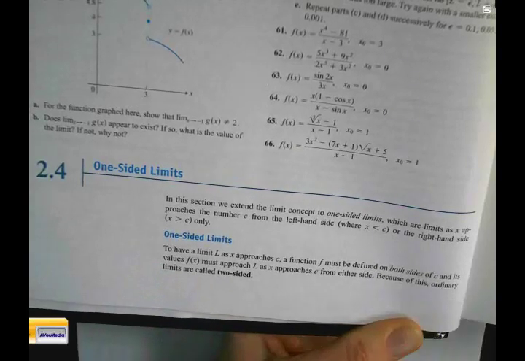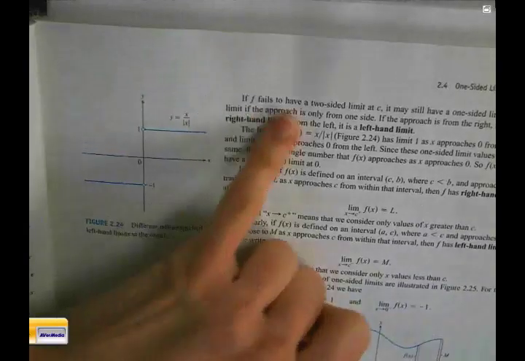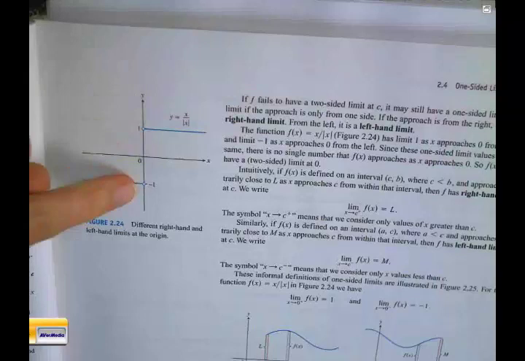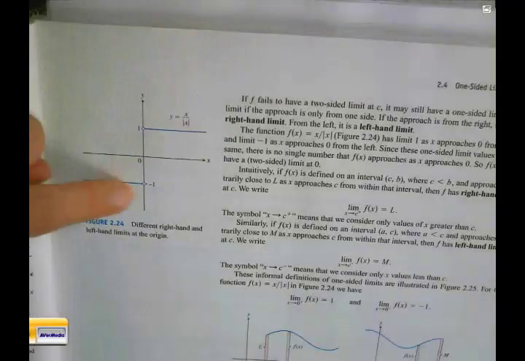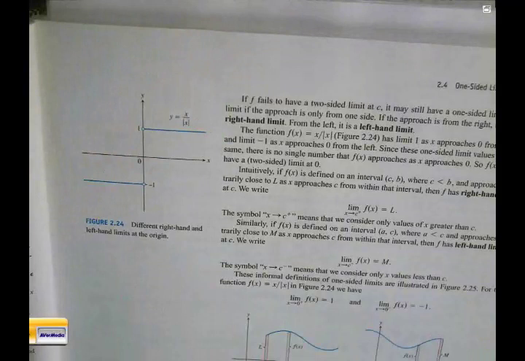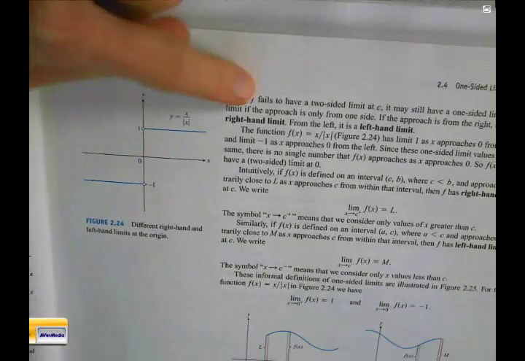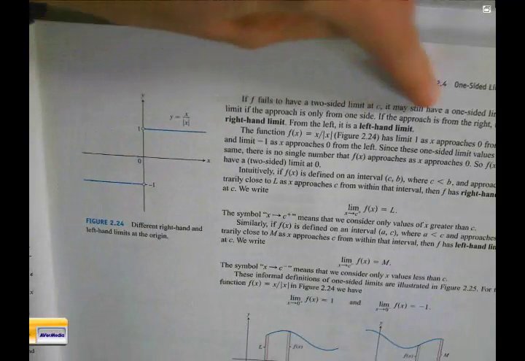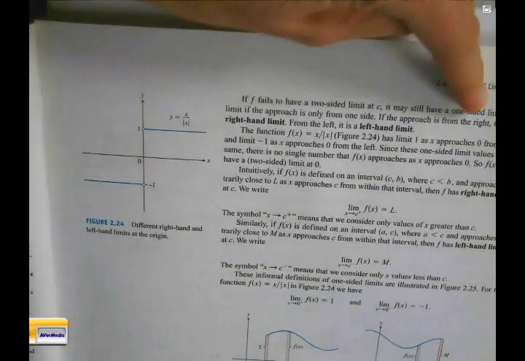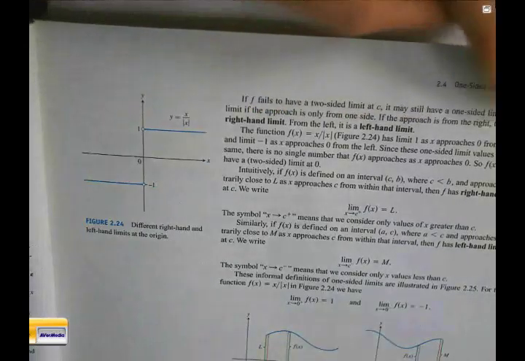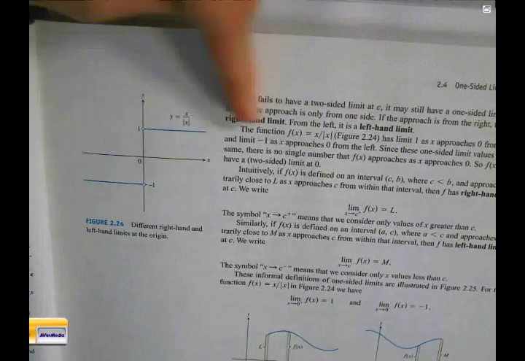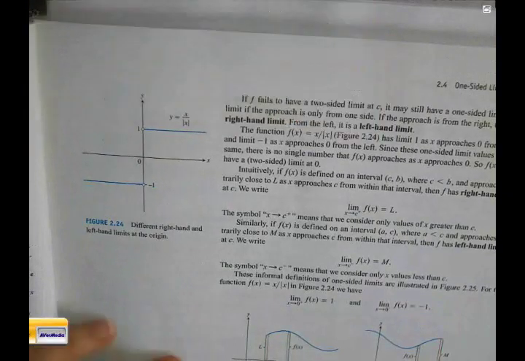So really, when we calculate a limit, we're always calculating a two-sided limit. However, if f fails to have a two-sided limit, such as right here, the limit as x approaches 0 does not exist because the left side is going to -1 and the right side is going to +1. The two-sided standard limit as x approaches 0 is not defined. So if f fails to have a two-sided limit, it may still have a one-sided limit. That is a limit if the approach is only from one side. If the approach is from the right of this graph, it is the right-hand limit. If it's approached from the left, it is the left-hand limit.